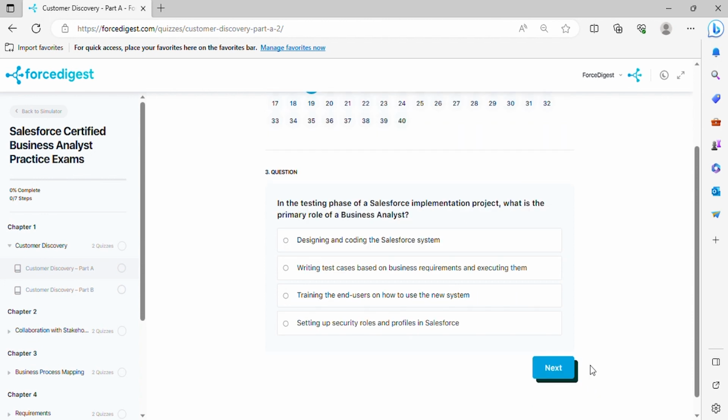Question 3. In the testing phase of a Salesforce implementation project, what is the primary role of a business analyst?